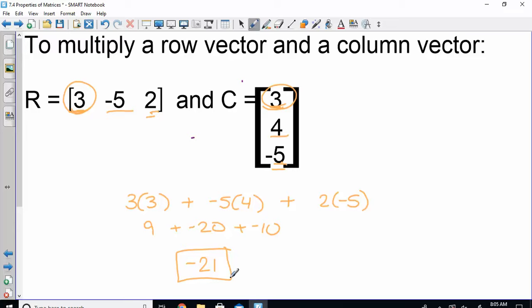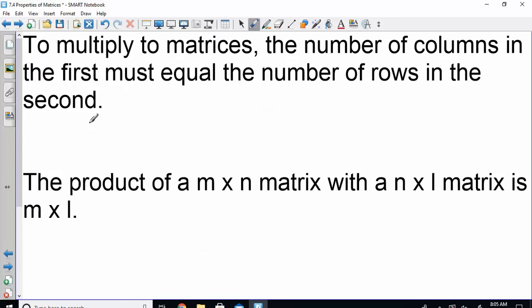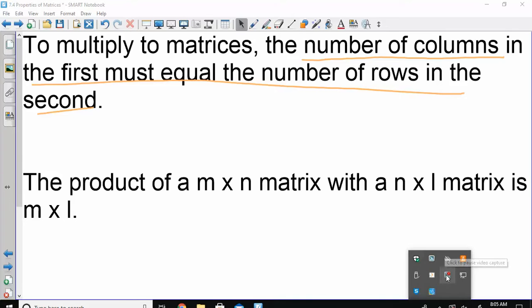When we add or subtract, we said the matrices had to be the same size in order to be able to add or subtract them. With multiplication, it's a little bit different. Because we have to take a row times a column, those are the numbers that have to be equal. So what we want to write down: the number of columns in the first must equal the number of rows in the second. So jot that down, then we'll talk more about it.